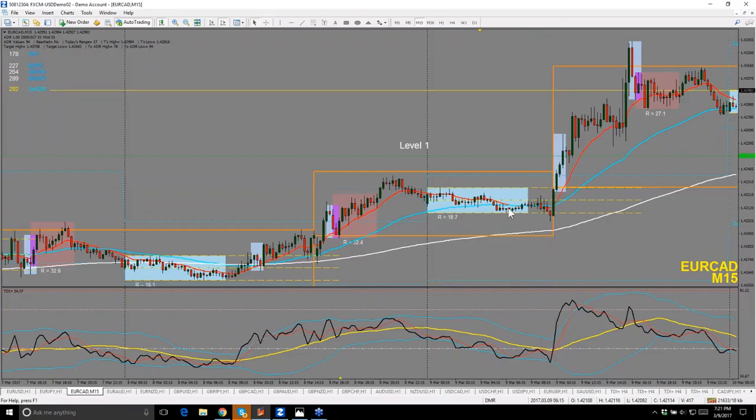All right, not my typical W because the pullback has to be 25 to 50 pips, and that's why I let this one go. Okay, but if you did see it, that would be your entry right there going long, right? Easy.